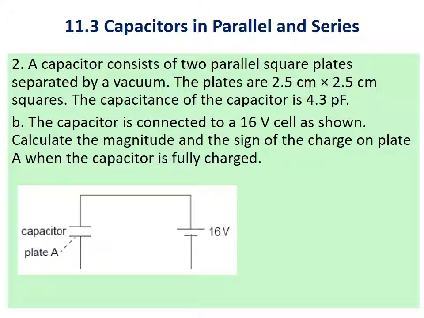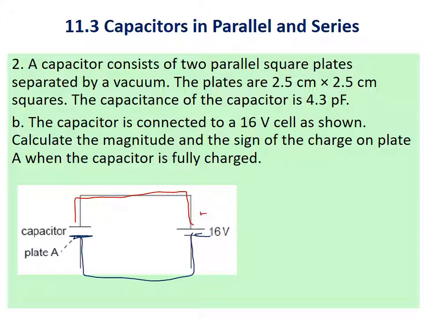The capacitor is connected to a 16-volt cell as shown. Calculate the magnitude and the sign of the charge on plate A when the capacitor is fully charged. So we need to figure out what Q is when it's fully charged and we want the sign. So this requires you to remember that the longer end of the battery is positive and the short end is negative. So this will help with the signs. And this is negative.